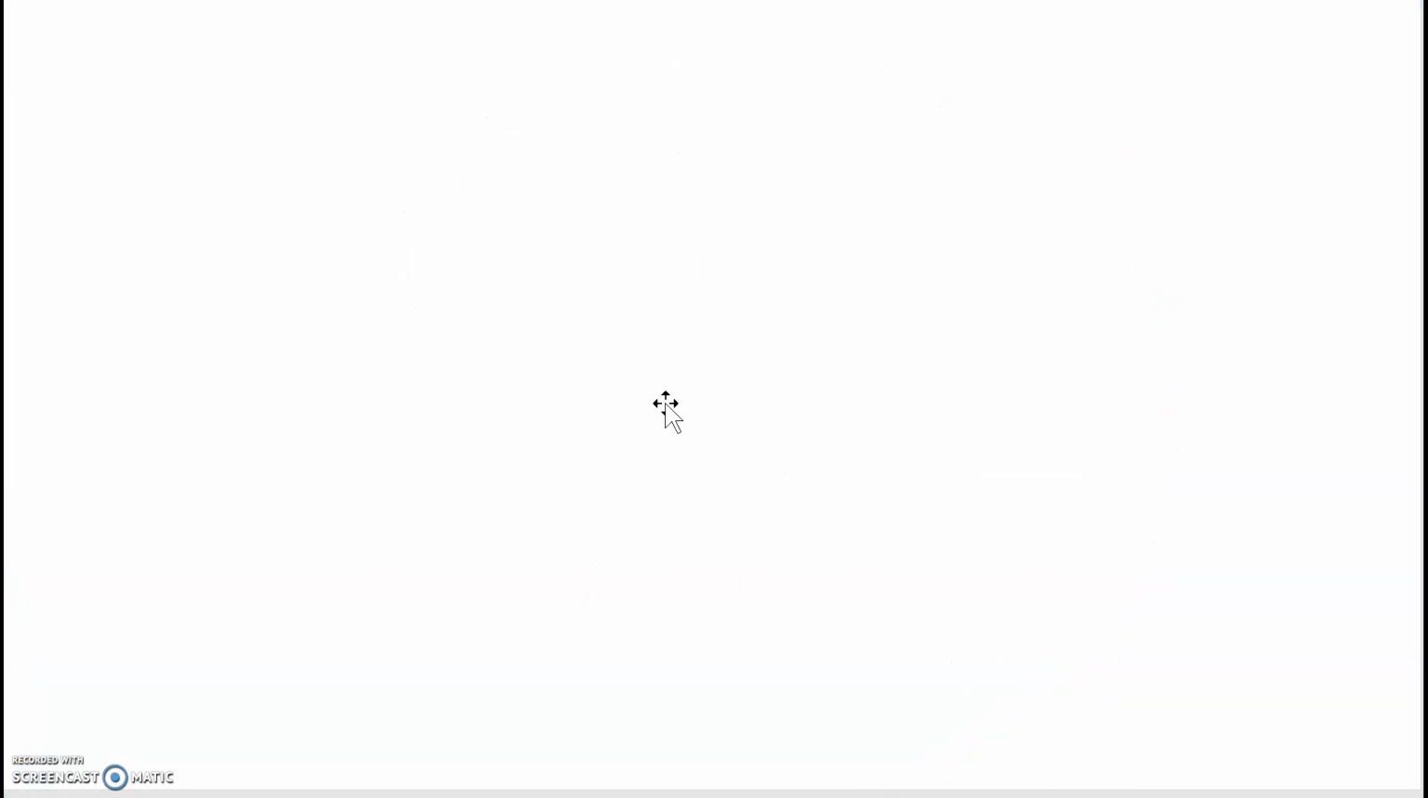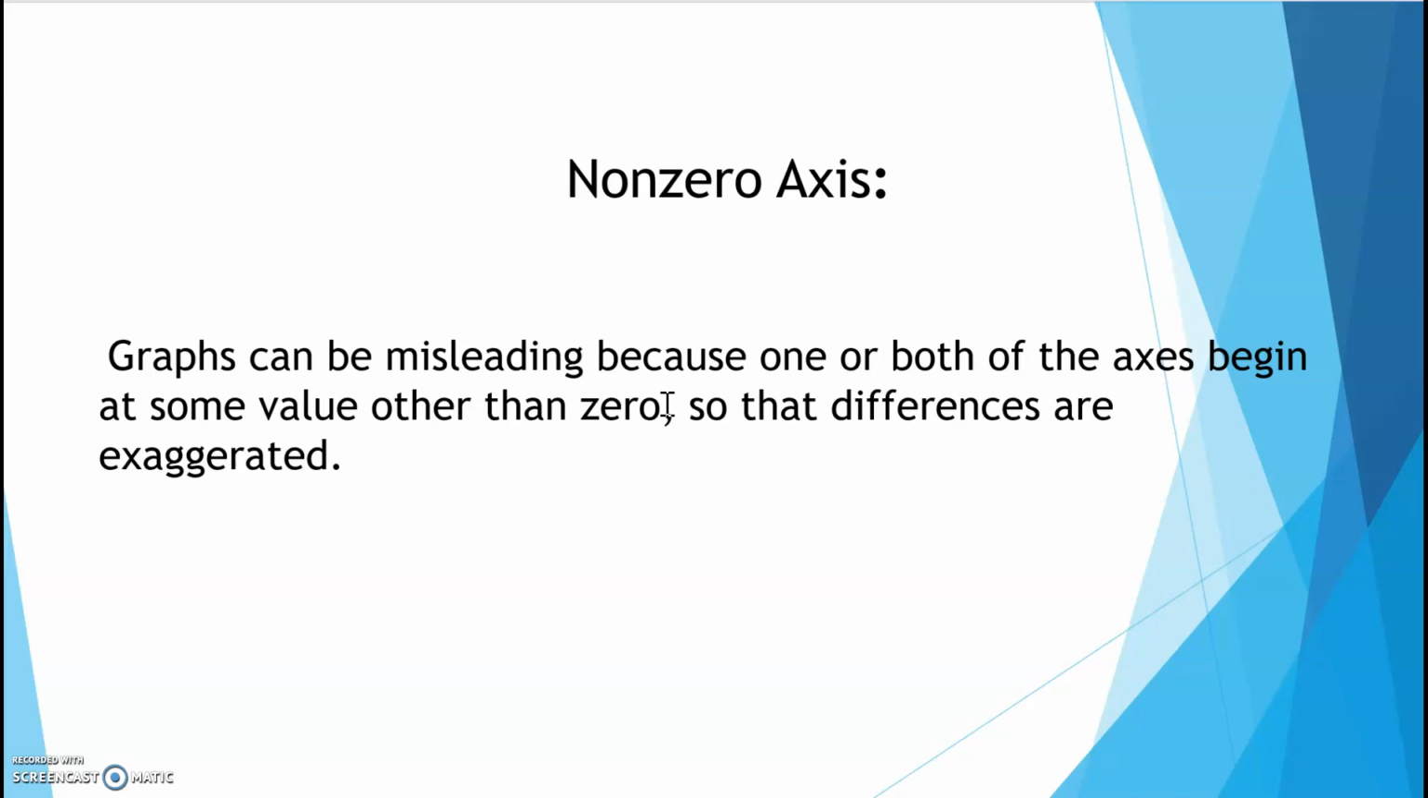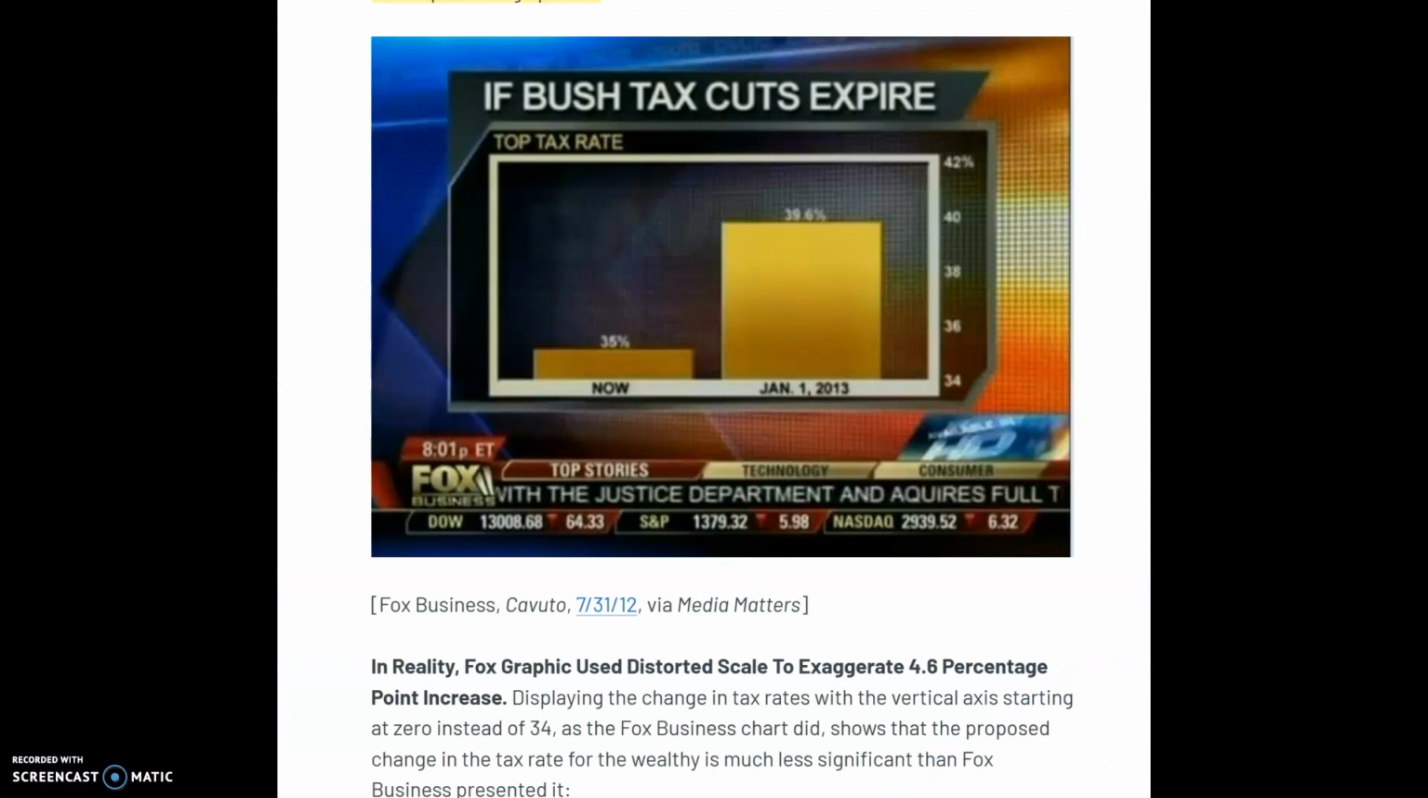Now, two types of graphs that you should never ever use. Number one is a non-zero axis, and the second one is a pictograph. Now, non-zero axis, basically you're not starting at 0. You're starting at some other number. What's going to happen is it's going to make the differences between those categories or those bars exaggerated. So let me show you first.